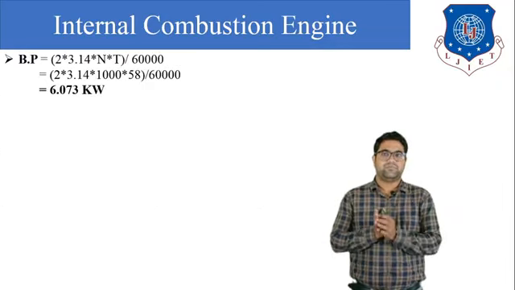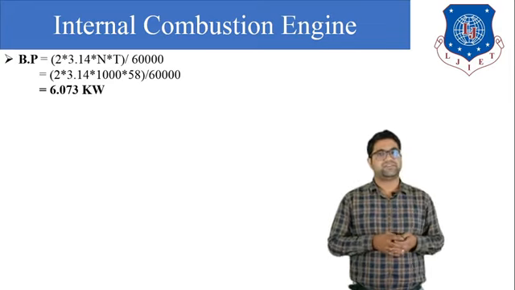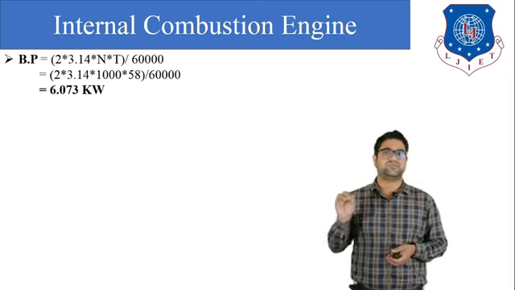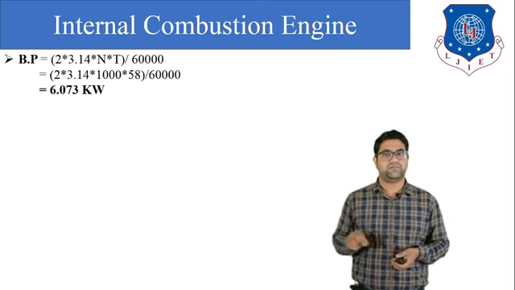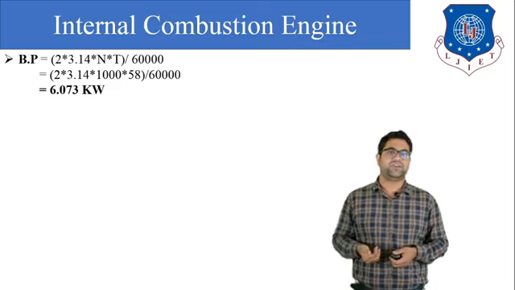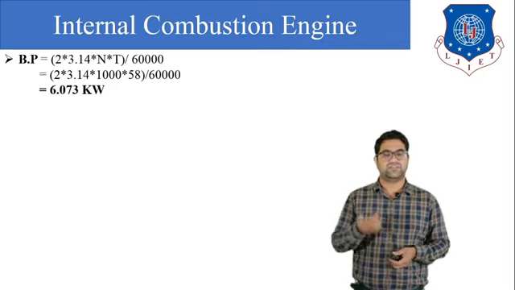First of all, brake power equals 2 pi NT divided by 60,000. So we can find the brake power from this, that is 2 multiplied by 3.14, the rpm is already given, and torque 58 is given. So we can get the value of brake power as 6.073 kilowatt.